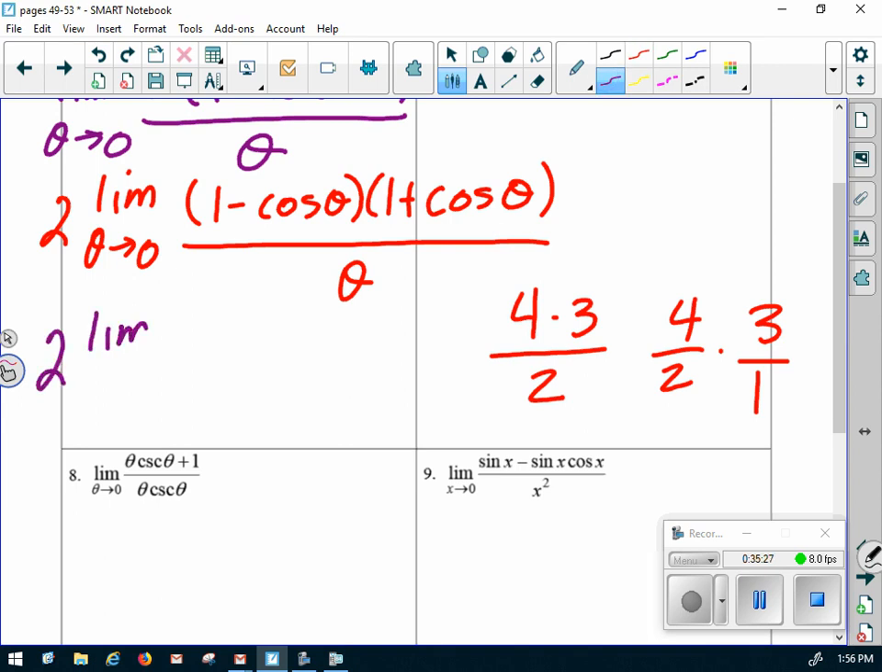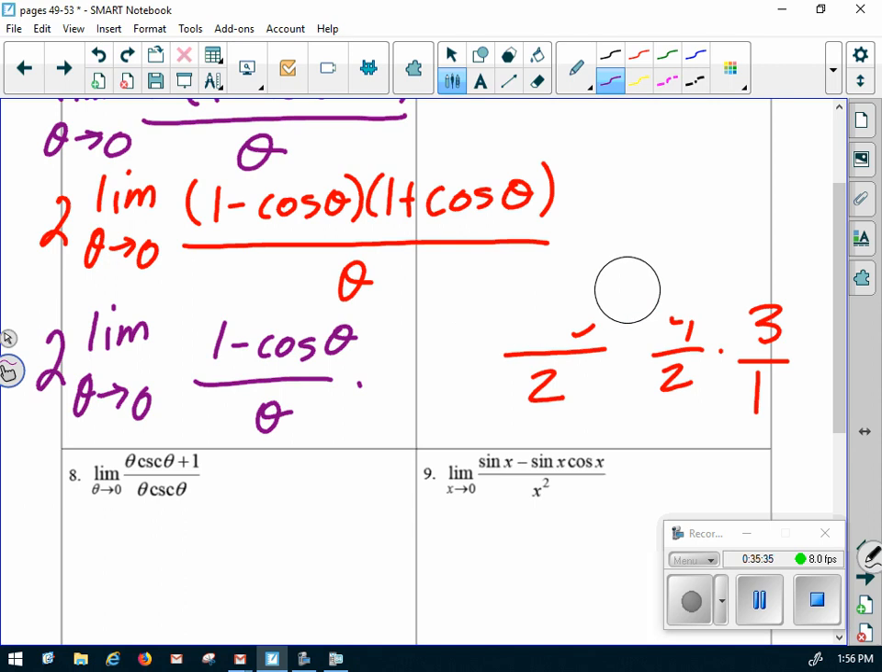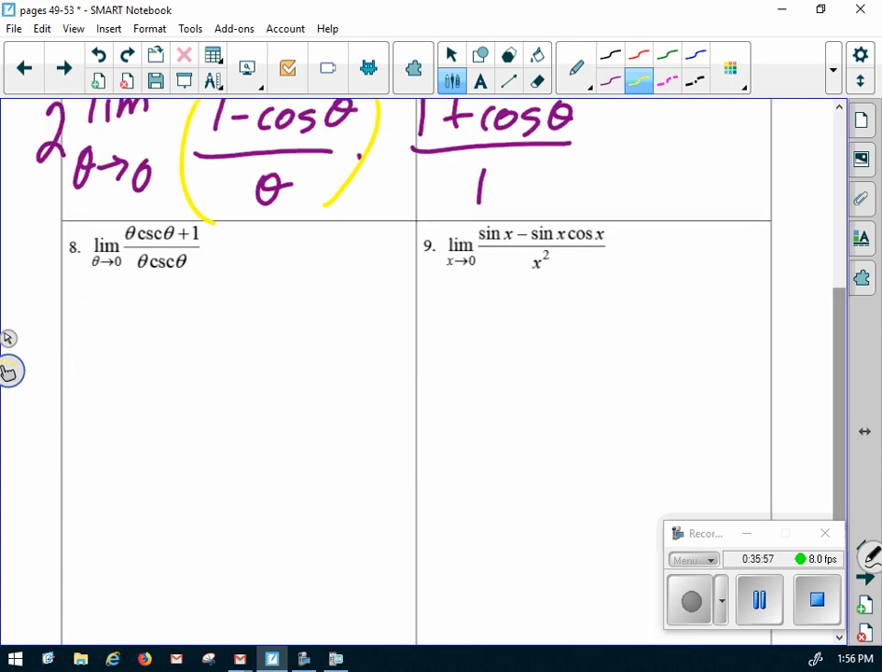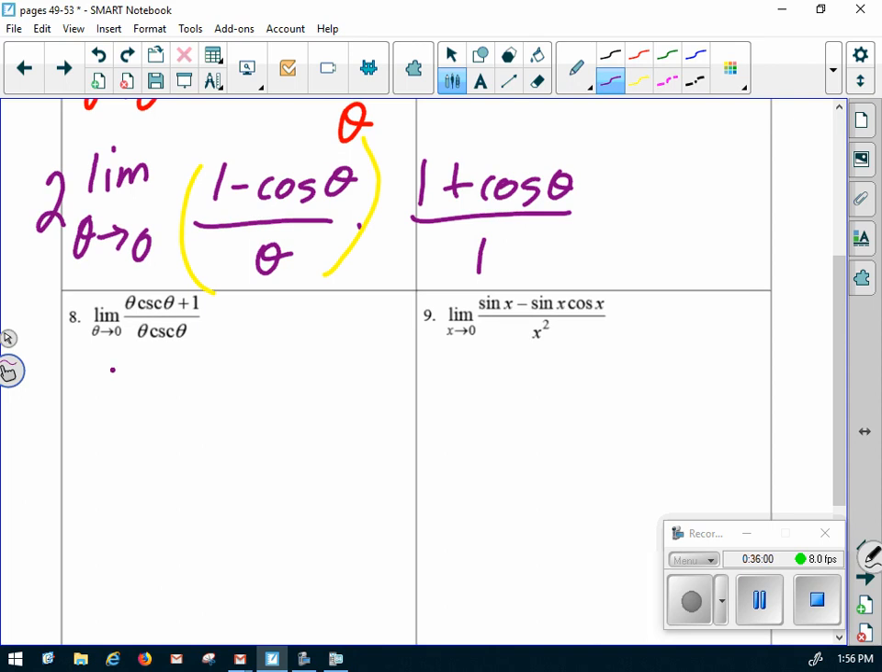So I'm going to do this. I know this one, don't I? The limit of 1 minus cosine theta over theta as theta approaches 0 is 0. So this gives me 2 times 0 times, I don't care what that last one is because I've got a 0.